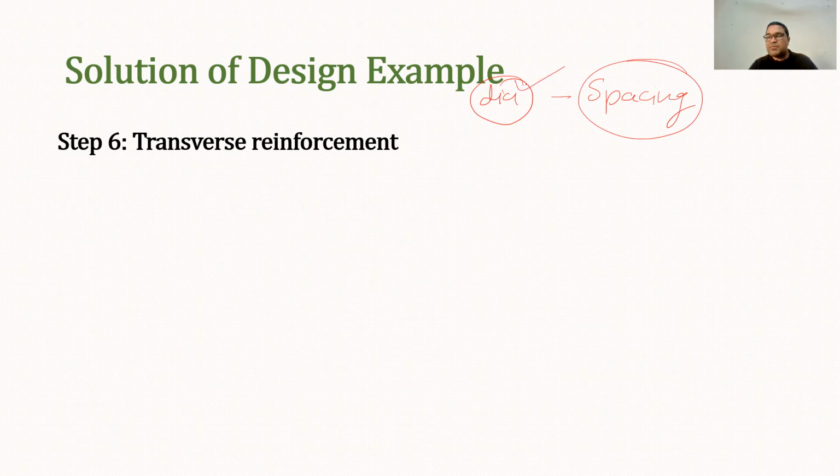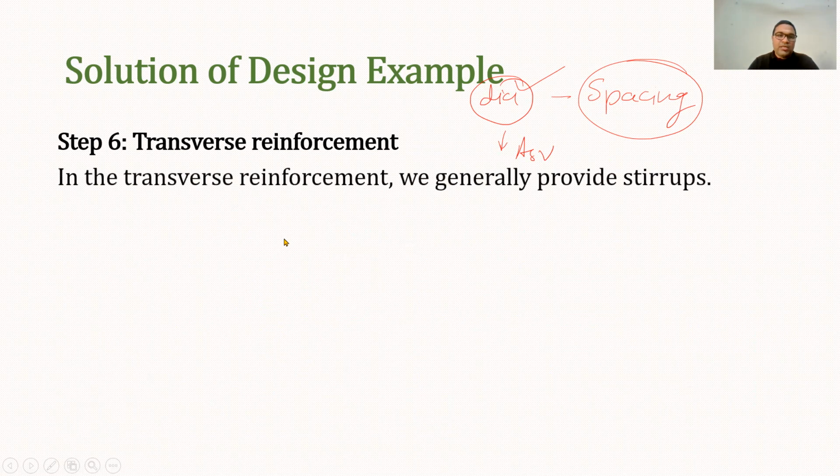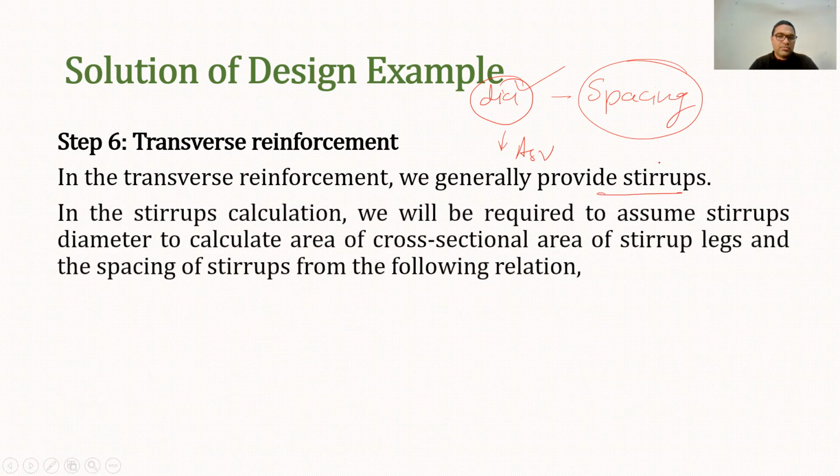Now the diameter of the stirrup is very much required to calculate the value of ASV. If you remember the formula that we use to calculate the spacing, then you will realize why we are required to find out ASV. In the transverse reinforcement, we generally provide stirrups, and in the stirrup calculation, we will be required to assume the stirrup diameter because it is not given in the question. So we are required to assume it to calculate the area of cross-section of the stirrup legs.